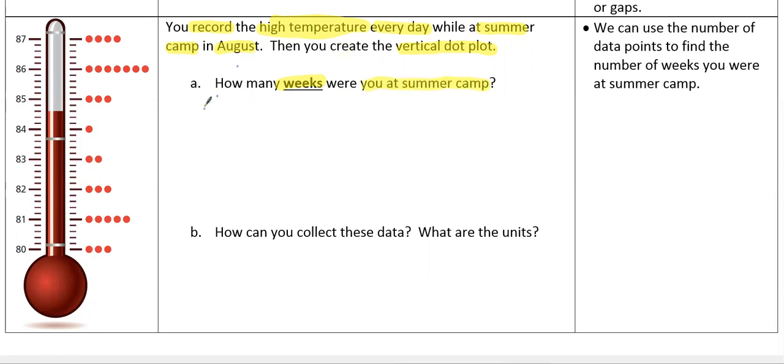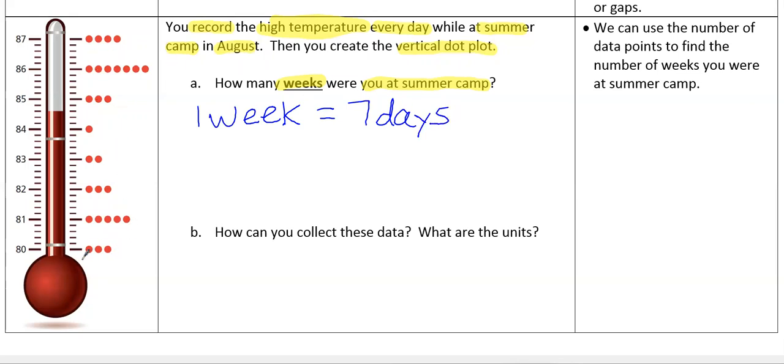Every week, so we'll do a little conversion factor here. Oh yeah, you remember those? You love conversion factors. 1 week equals 7 days. So in other words, every group of 7 dots is 1 whole week.